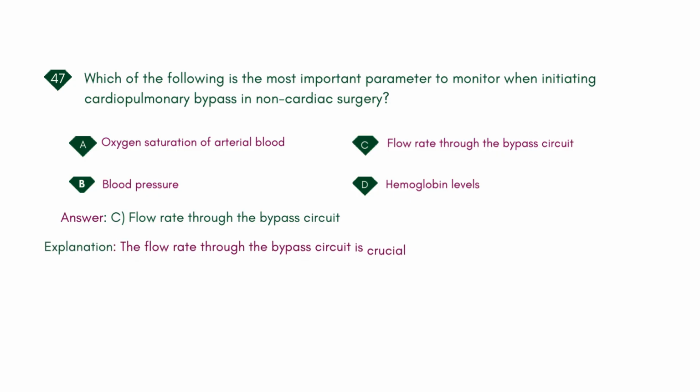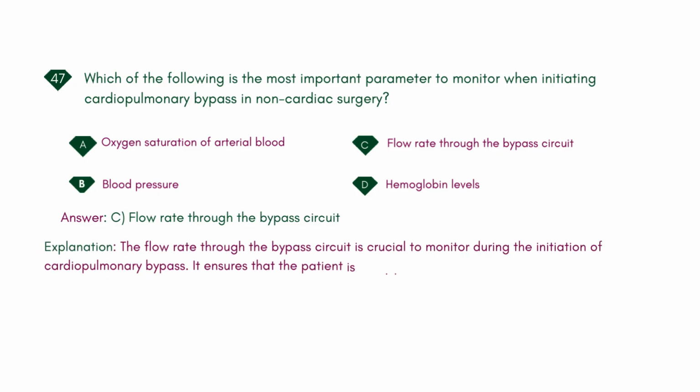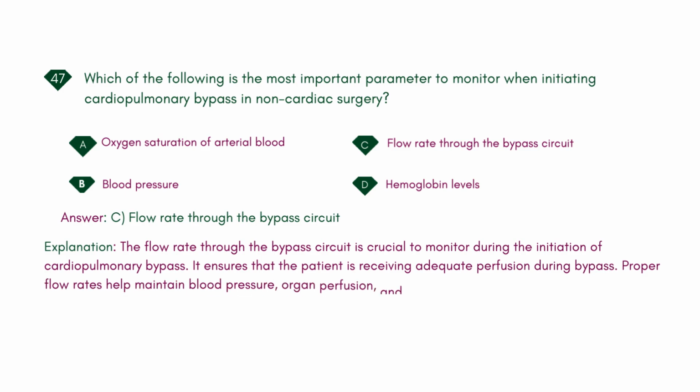Explanation: the flow rate through the bypass circuit is crucial to monitor during the initiation of cardiopulmonary bypass. It ensures that the patient is receiving adequate perfusion during bypass. Proper flow rates help maintain blood pressure, organ perfusion, and oxygenation, which are essential for a successful surgery.